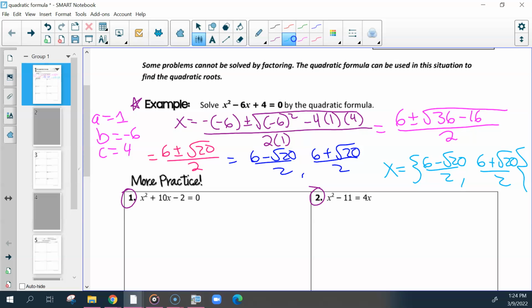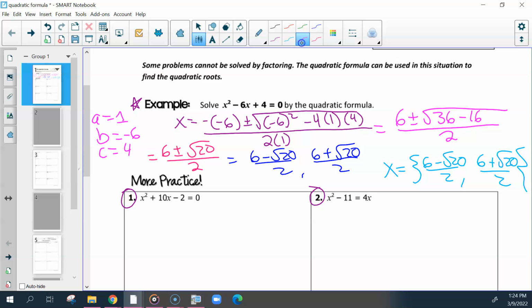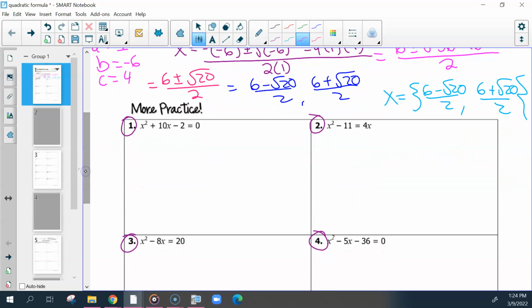So really it's just you finding your A, B, and C value, putting it into the formula over and over and over again. Let's try number 1. What is your A value? 1. What is your B value? And your C value?